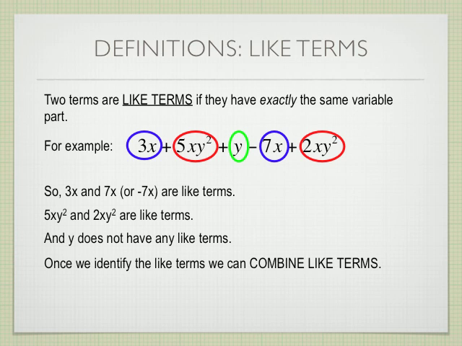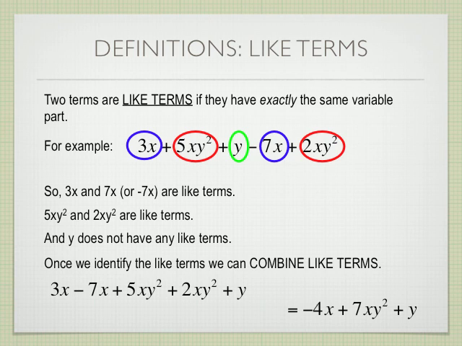Once we identify the like terms, we can combine like terms. So 3x and the 7x, and the 7x has that minus, we can combine those. So I'm just going to move them around a little bit. 3x minus 7x, those are like terms. The 5xy squared and the 2xy squared, those are like terms. So 3x minus 7x is minus 4x.